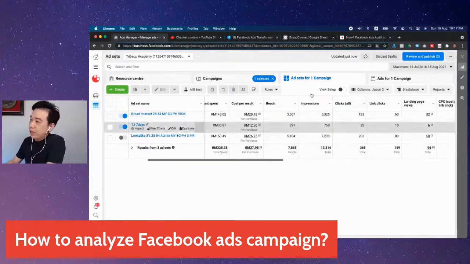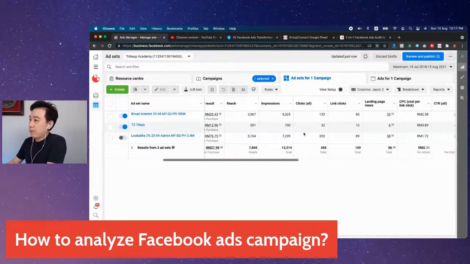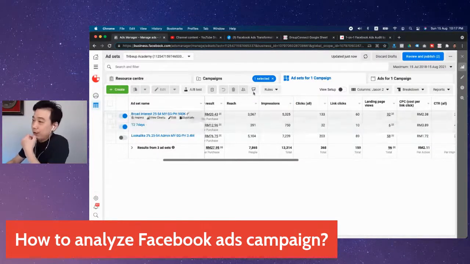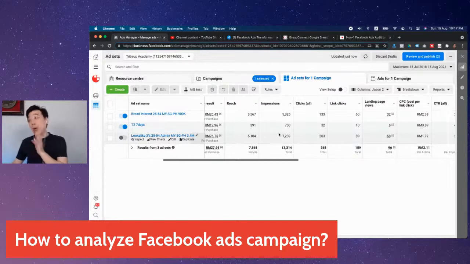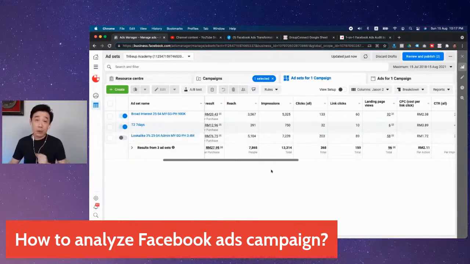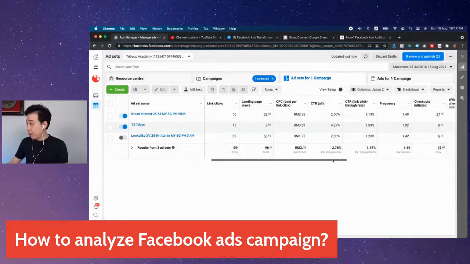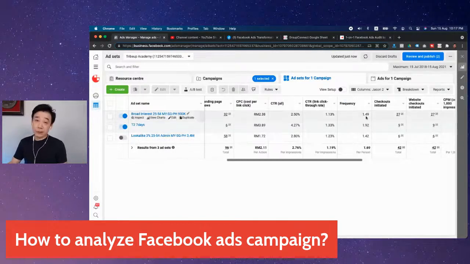The reach and impressions is really something that we will actually monitor, and then we will look at the number of clicks that we are getting. But between reach and impressions, you also want to keep an eye on one thing that is very important, which is the frequency. If you look at this, I actually pulled out another number over here, which is the frequency.